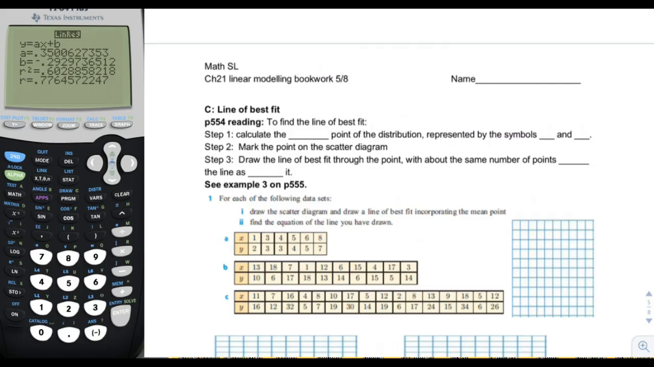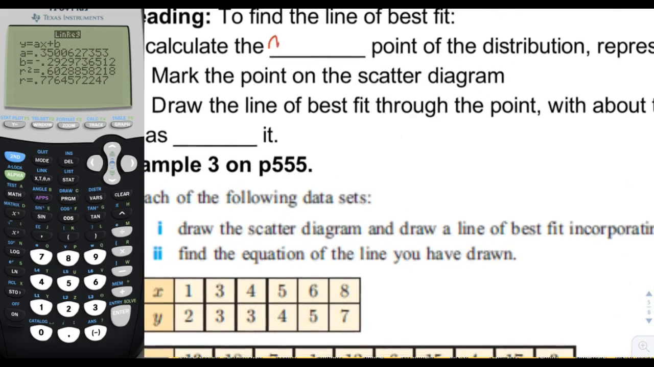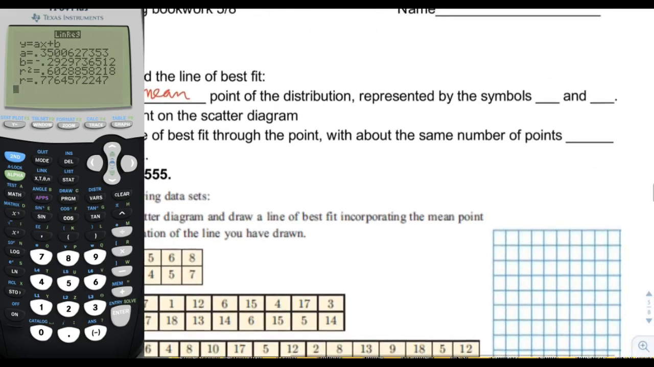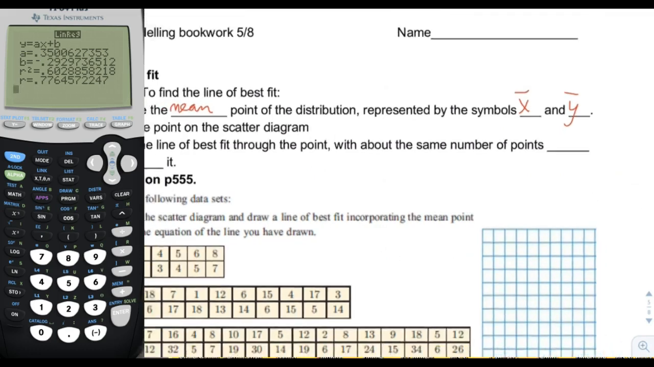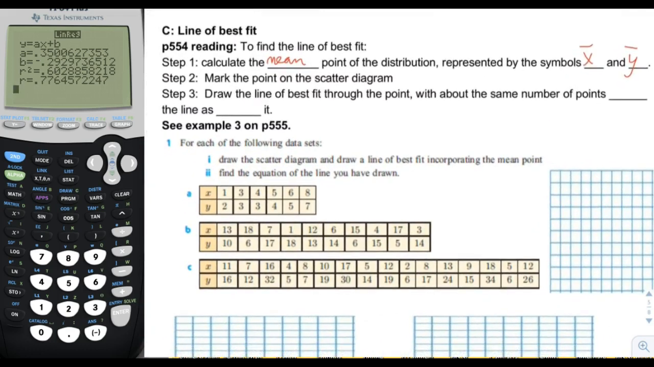Okay, page 5. Now we're going to be working with the line of best fit. Calculate the mean point of the distribution represented by the symbols x bar and y bar. X bar would be the mean x coordinate and y bar would be the mean y coordinate of the distribution. Mark that point on the scatter diagram.